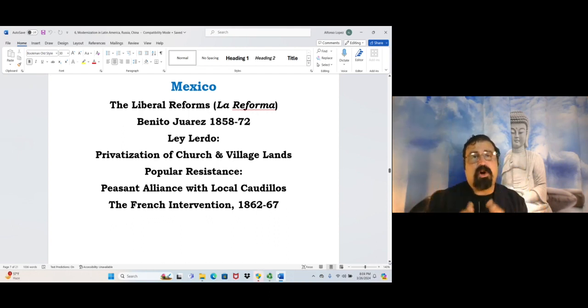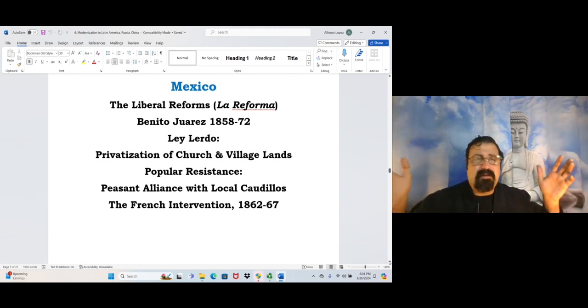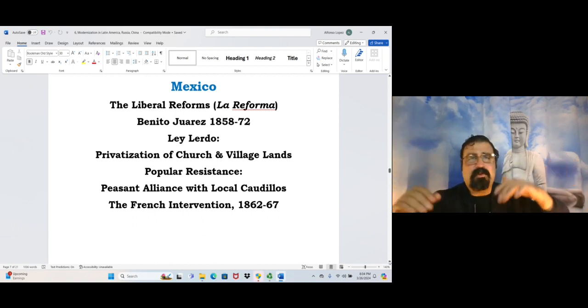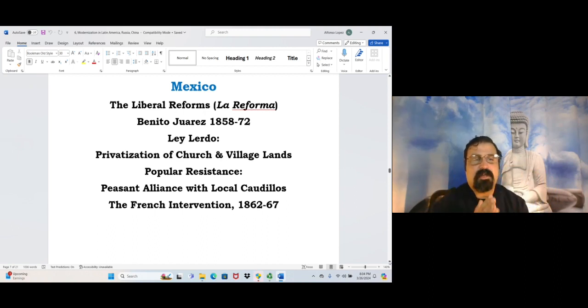And his main target is the Catholic Church, by the way. Okay, so he really wants to implement capitalism in the country. And so he sees the Catholic Church as an obstacle because the church really was a great landowner in Mexico. Anywhere between 30 to 50% of all the land of Mexico was in the hands of the church. So, of course, he wants to liberate Mexico from this old system.